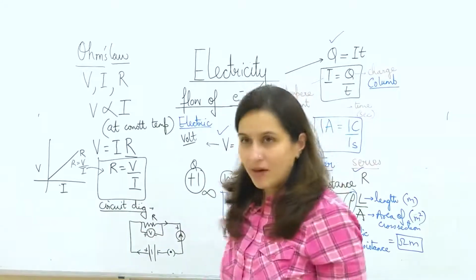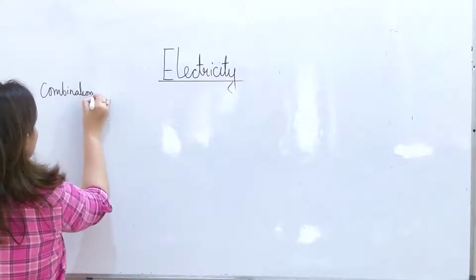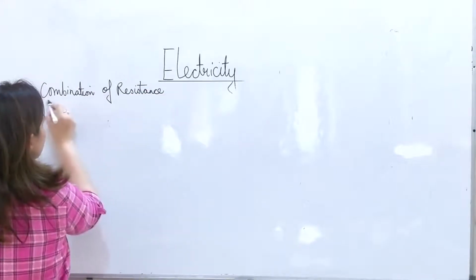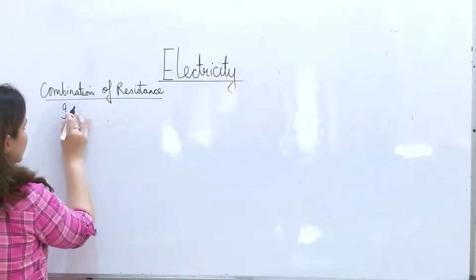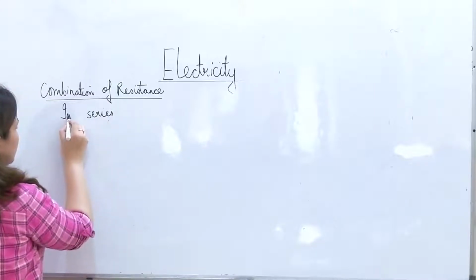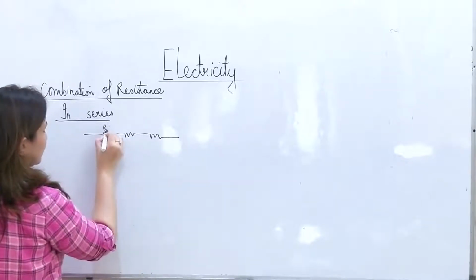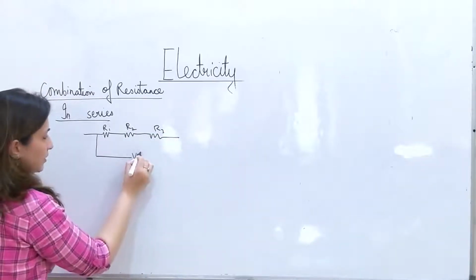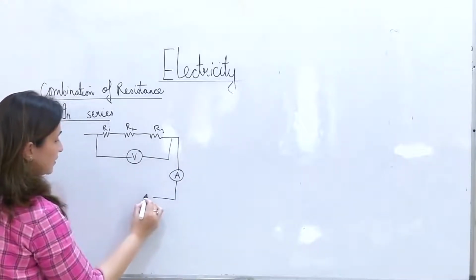Now coming to another topic, that is combination of resistance. Resistances can be connected in series, that means within the same wire, or they may be in parallel. First of all, we will start with the series connection. In series, you will see all the resistances, that is R1, R2 and R3. These are the symbols for resistance. They are connected in the same wire, but the voltmeter is always connected in parallel. I told you in the beginning, the ammeter is connected in series with the battery and the key.